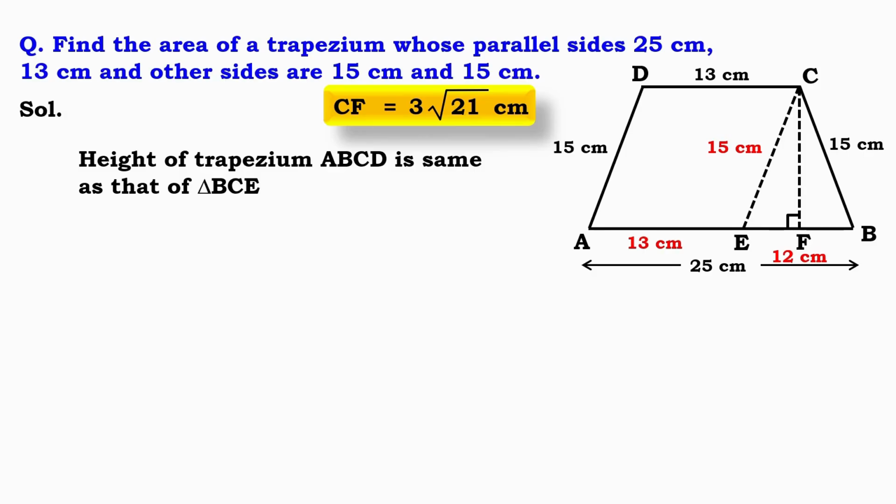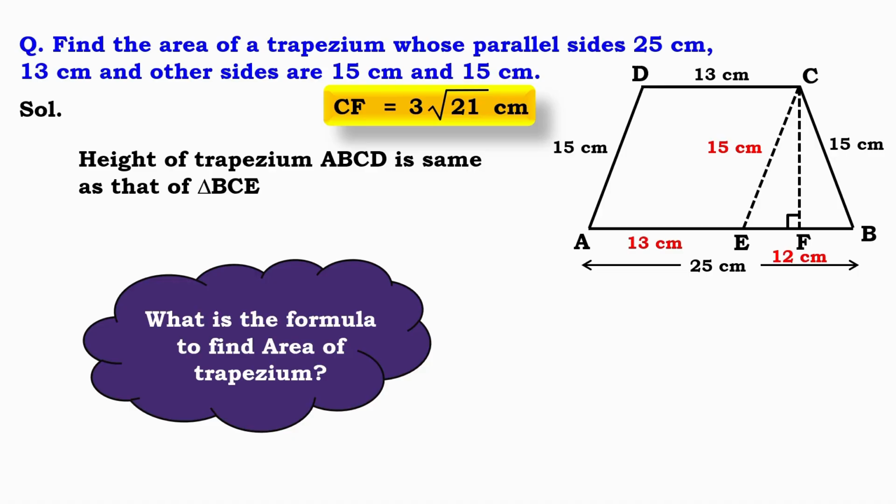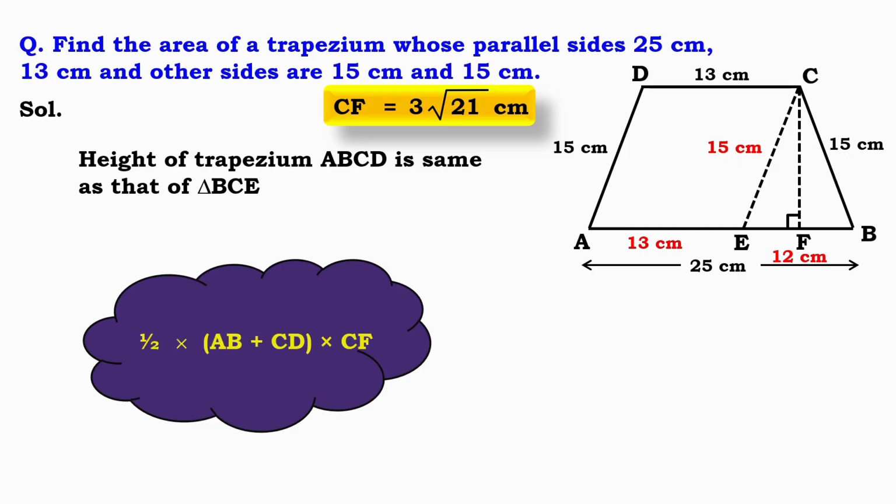Now height of the trapezium ABCD is same as that of triangle BCE, right? That is also the height of trapezium. So now what is the formula to find the area of the trapezium? That is half into AB plus CD into CF, that is half into sum of parallel sides into height.